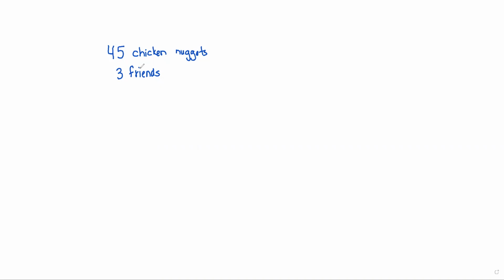So this would be the problem: 45 divided by 3 equals, and then a blank. We're looking to fill in that blank. So let's take a look at how we would do this. We could draw a picture, that would be cool, although I'm not good at drawing to begin with, and I really don't want to spend an hour drawing 45 chicken nuggets. So here's how we would set up our problem.